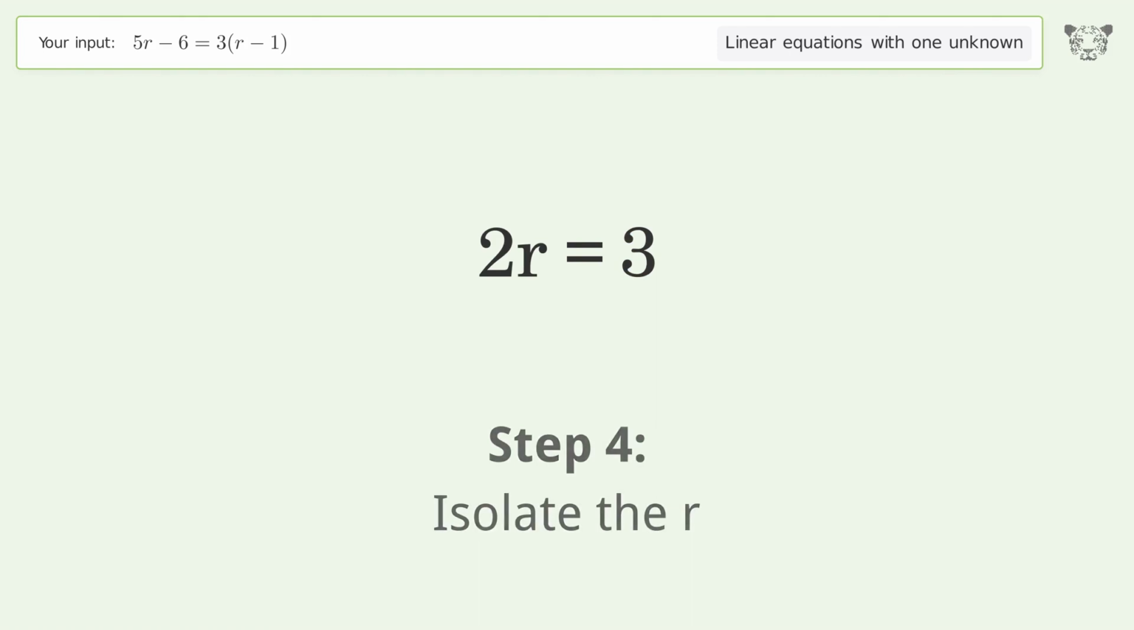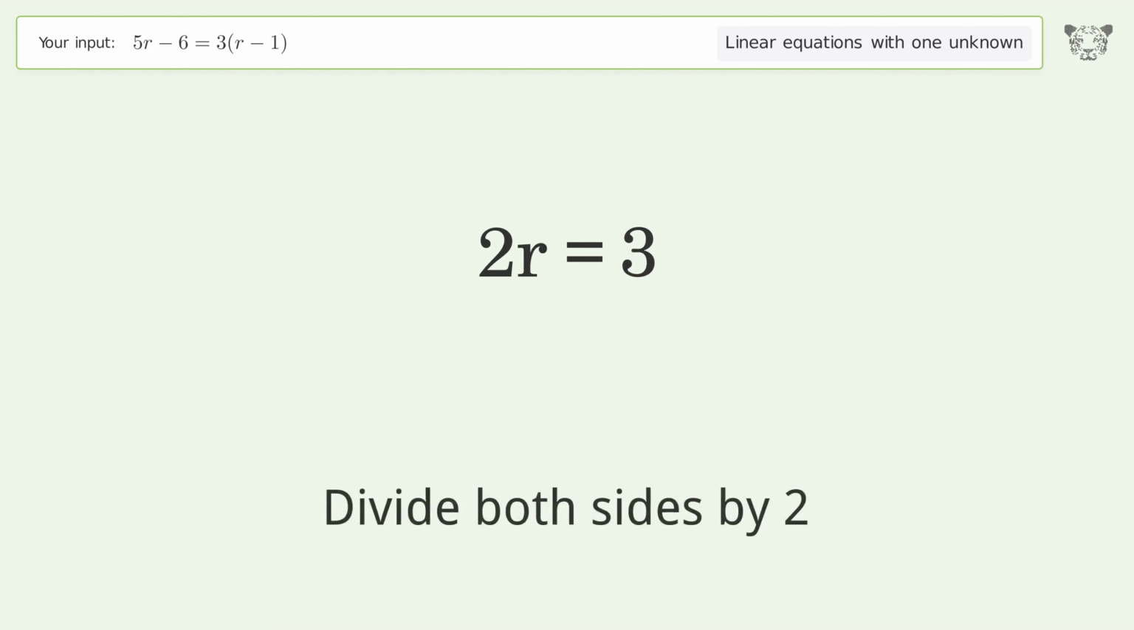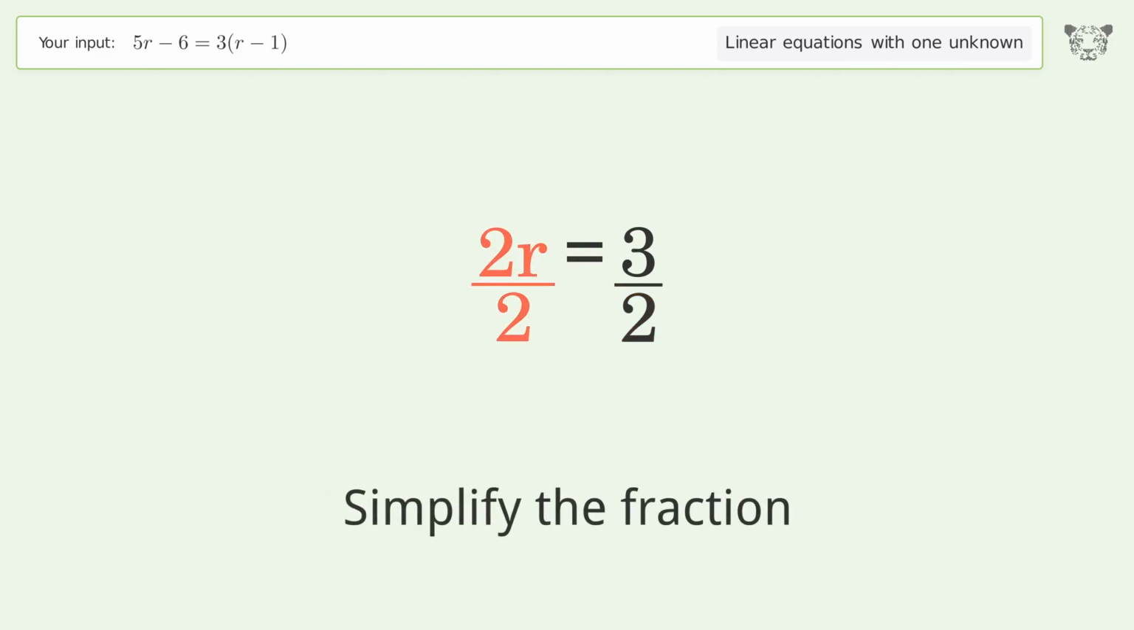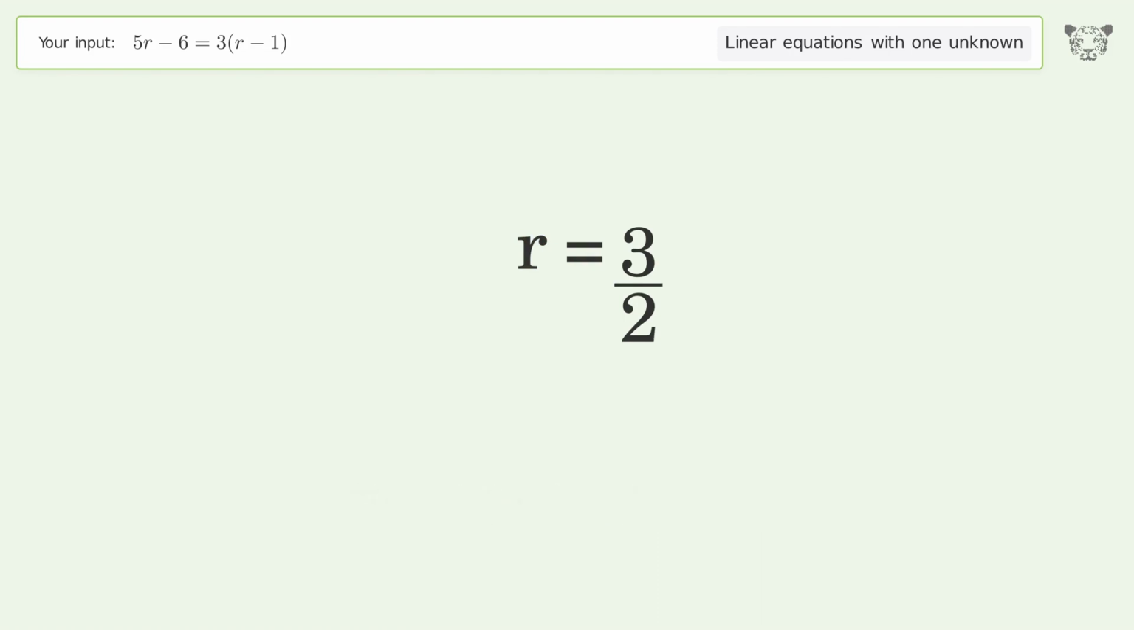Isolate the r. Divide both sides by 2. Simplify the fraction. And so the final result is r equals 3/2.